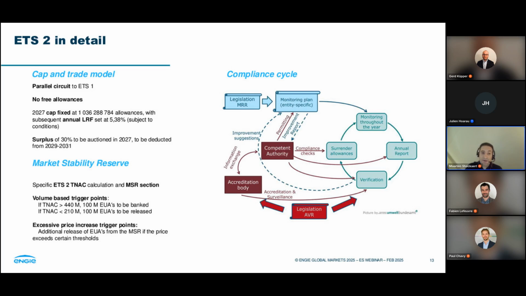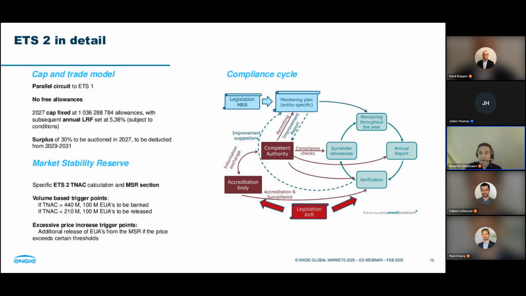The market stability reserve functions based on two sorts of trigger points. The first one is TNAC, as explained. If TNAC is above 440 million, 100 million emission allowances will be banked. If it's below 210 million, 100 million allowances will be released. And there is also an additional release in case of excessive price, or in case of exceeding of the price cap.